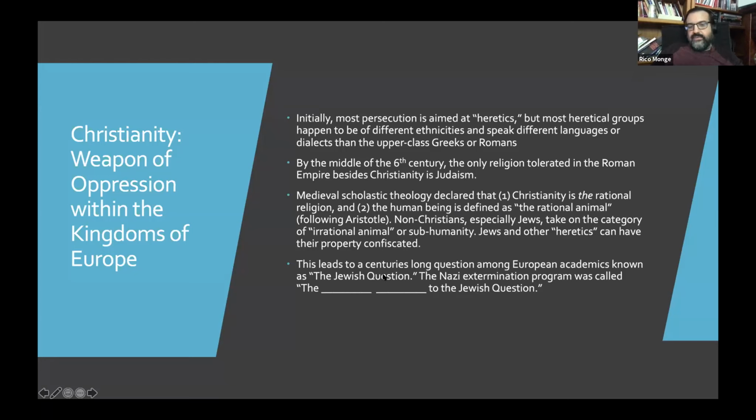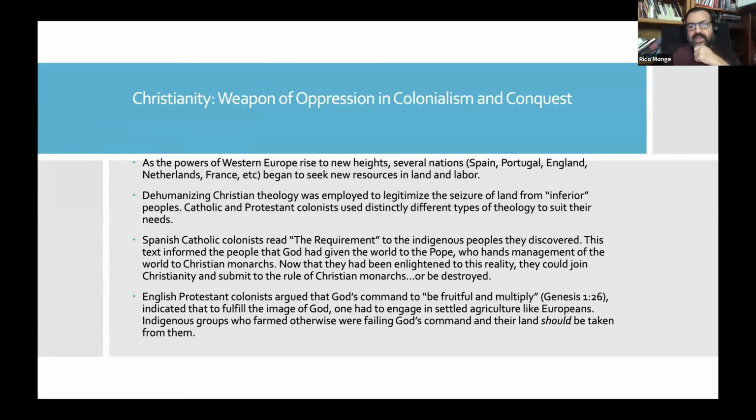And this led to an intellectual question in Europe that raged for centuries called the Jewish question. What do we do about these other people that don't fit in, that don't submit to our rationality and our way of life? And then they get blamed for the economy and all these other sorts of things. And this Jewish question, in a direct line, centuries go on, and you have the Nazi extermination program in the 1940s, which was called the final solution to the Jewish question. Medieval scholastic theology laid seeds for this kind of horror centuries later. And this is just touching one area within Europe. I mean, women treated as witches, other different groups marginalized, the list goes on and on. But let's look quickly at colonialism and conquest.